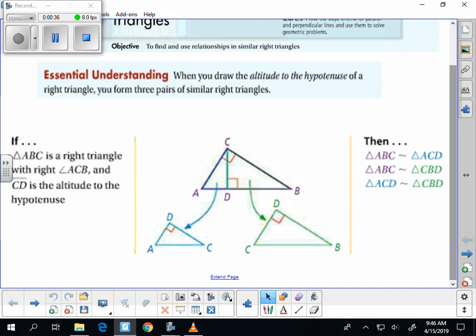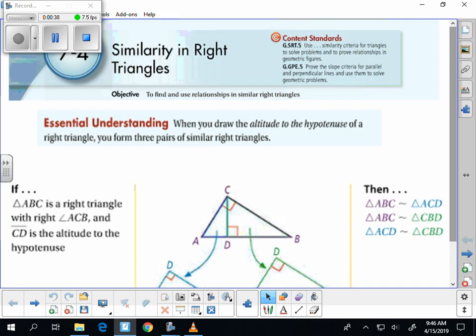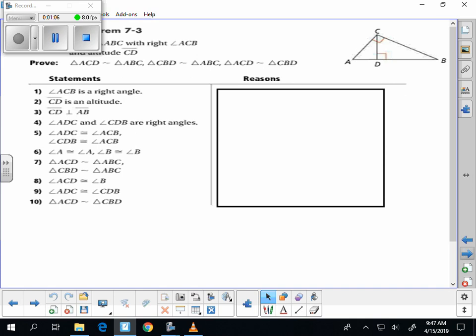This is 7.4, similarity in right triangles. It just says if we draw an altitude from the right angle to the hypotenuse, we divide the triangle into 3 similar triangles. And we're going to prove that in just a second. Does anyone want me to pause so you can write that, or you don't really have to write it. So if you have a right triangle and you draw an altitude from the right angle to the hypotenuse, you make 3 similar right triangles. Here's the proof for that.